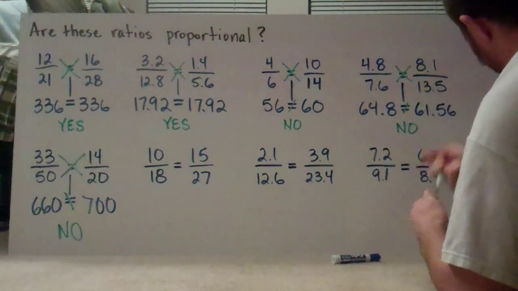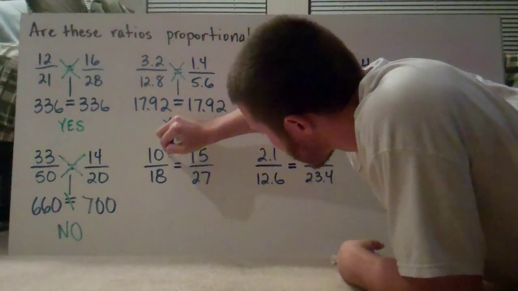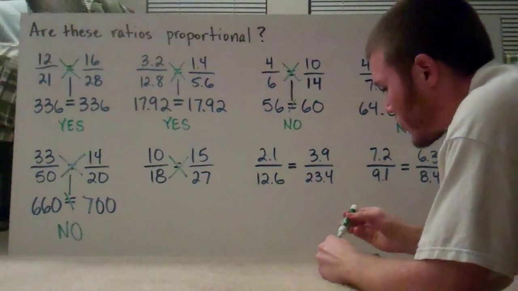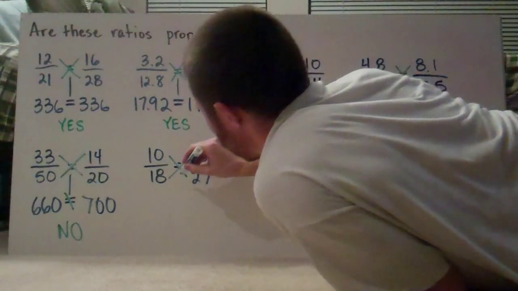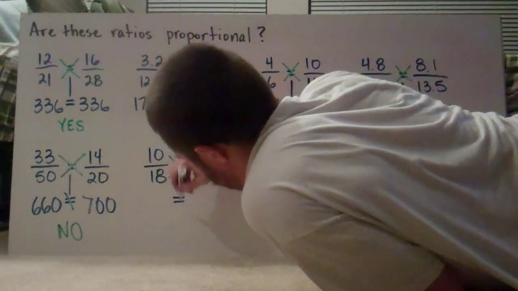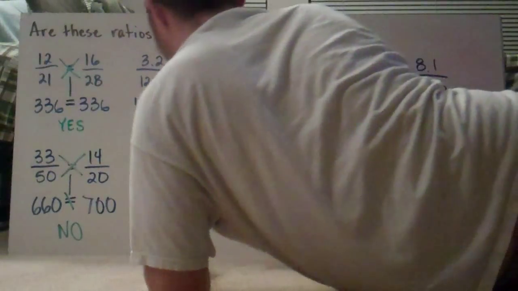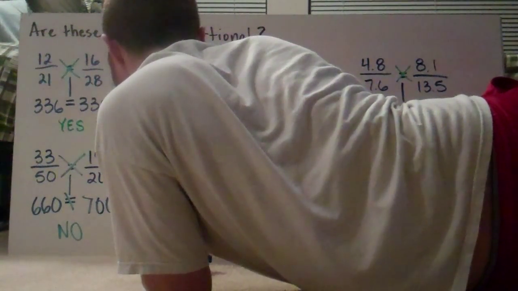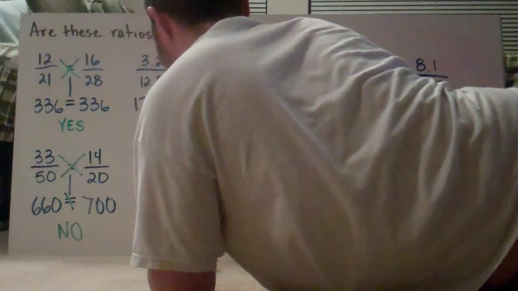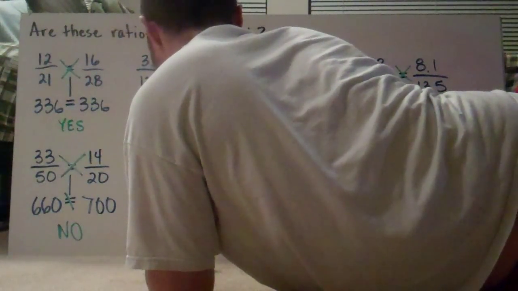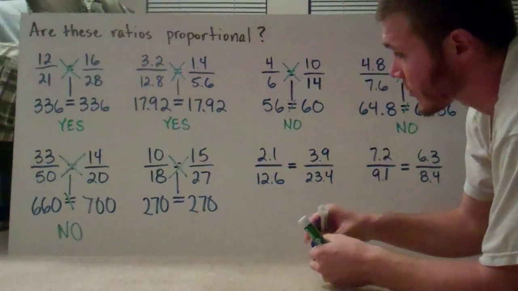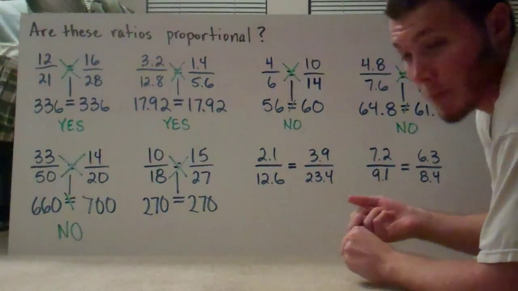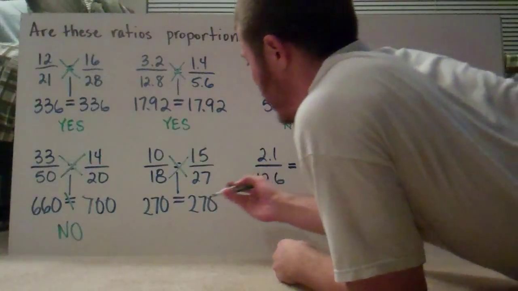Alright? Next set of ratios. Alright, let's cross multiply. When I do 10 times 27, I get 270. So let's write that in here. 270. 18 times 15. 270. So, both those values are equal to each other, so they must be proportional. Yes.